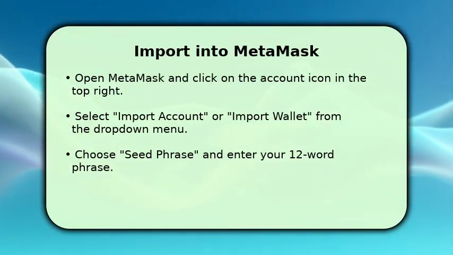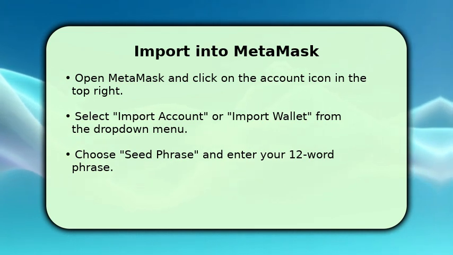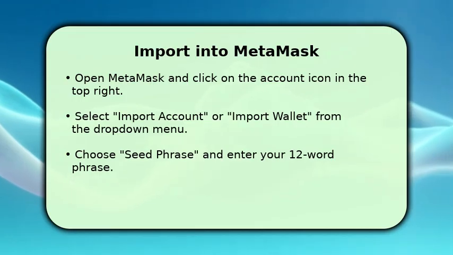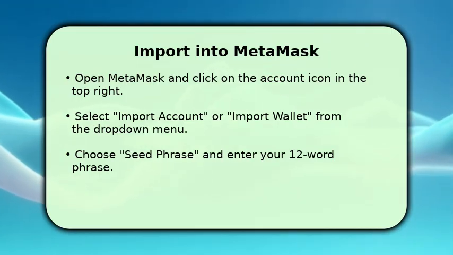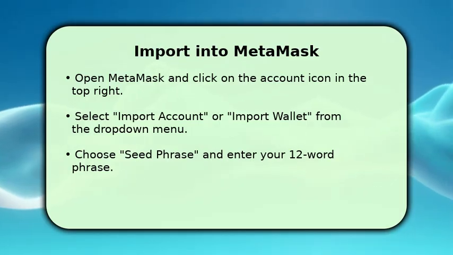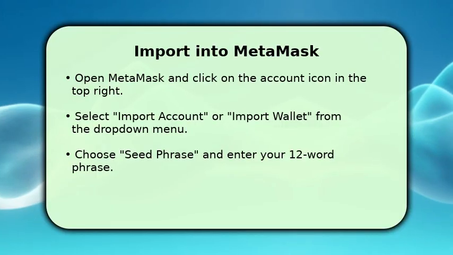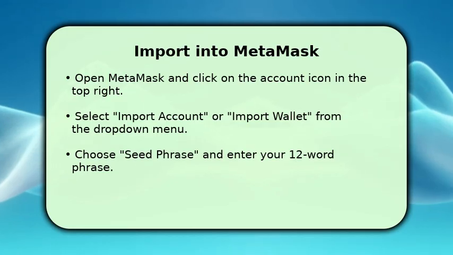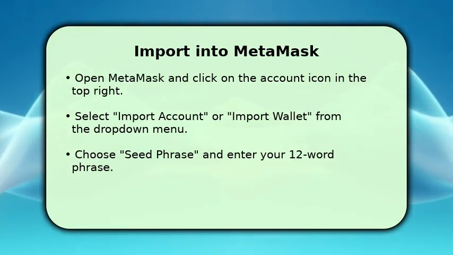Click on the circular account icon located in the top right corner. From the drop-down menu, select Import Account or Import Wallet. You will be prompted to choose how you want to import. Select Seed Phrase. Carefully enter the 12-word recovery phrase you obtained from your Trust Wallet, ensuring no typos. Finally, create a new, strong password for this imported wallet within MetaMask to secure your assets.